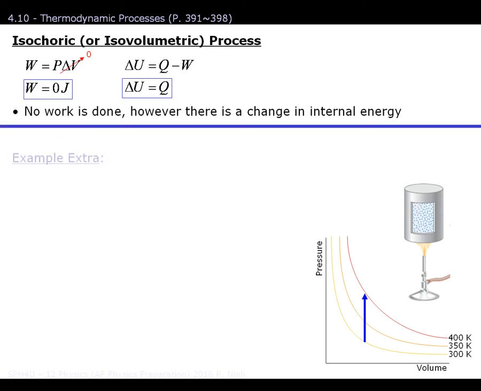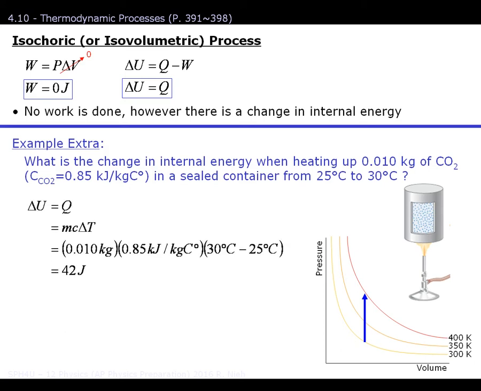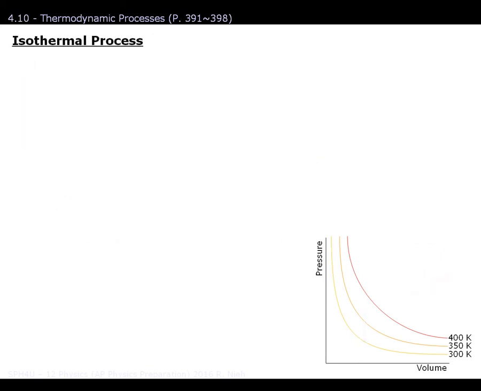The stuff that's written in blue, you don't really need to worry about for the AP exam, but again, just for good measure, let's go through the calculations anyways. What is the change in internal energy when you heat up carbon dioxide from 25 degrees Celsius to 30 degrees Celsius? Well, you'll know that the change in internal energy is the heat gained by the gas because it's being heated up.